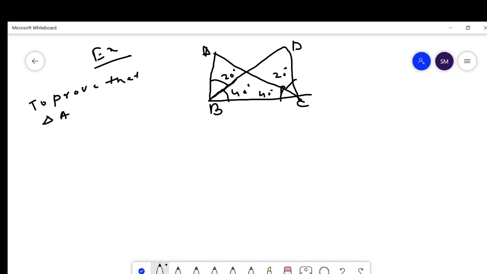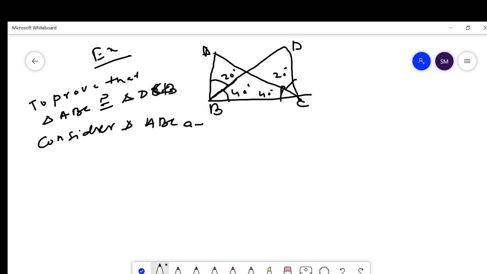To prove that triangle ABC is congruent with triangle DCB. Here consider triangle ABC and triangle DCB.